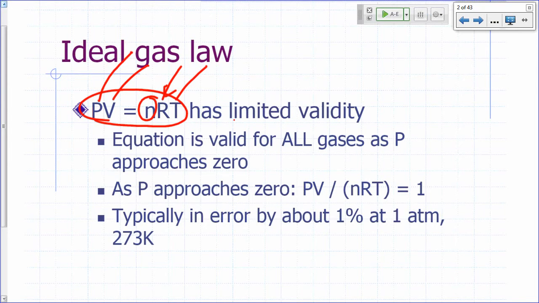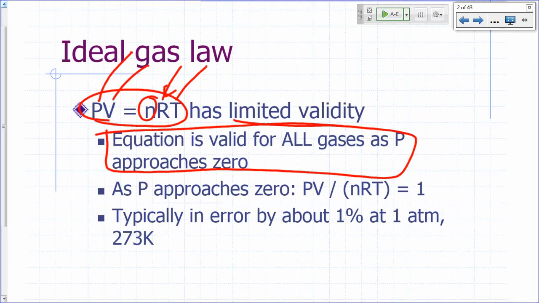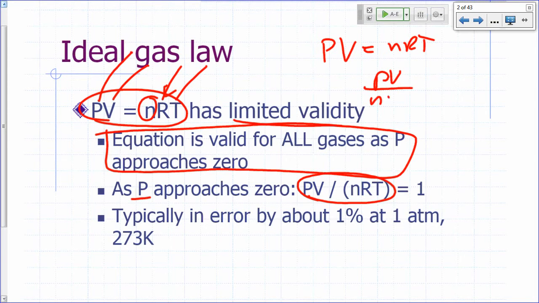Well, that equation actually has limited validity. Okay, and the validity of that equation is this: it's true for all gases at very low pressure. So when pressure approaches zero, that equation holds for all gases. Okay, and so what will be the value of PV over nRT when P approaches zero? Well, if PV is equal to nRT, if you divide PV by nRT, that's going to be equal to 1, right? So we say a gas is behaving ideally if it obeys PV equals nRT, or you can say if PV over nRT is equal to 1.